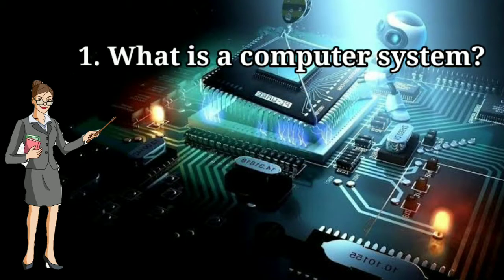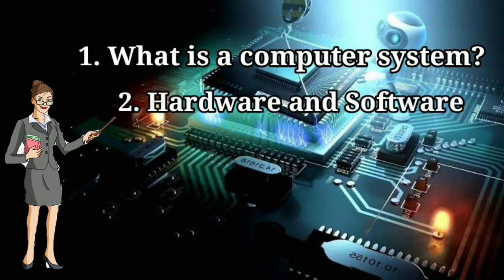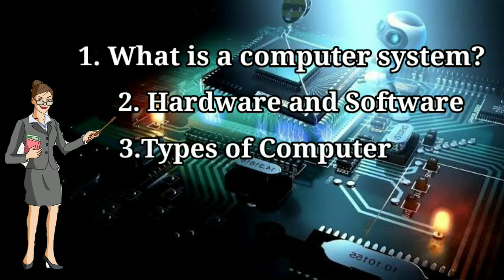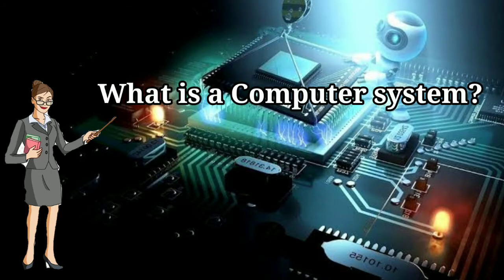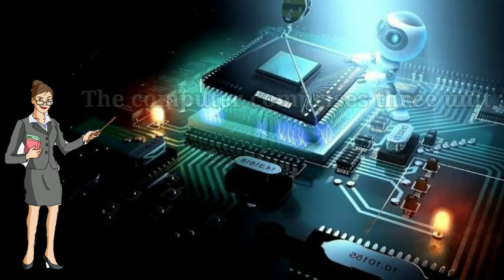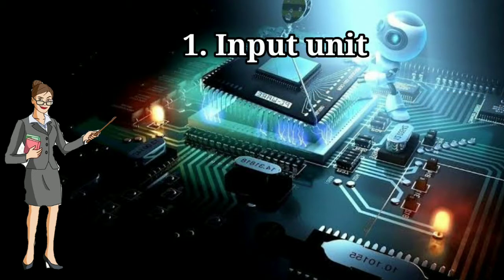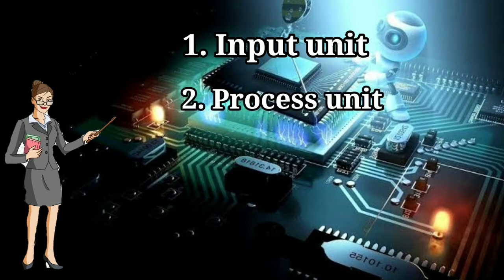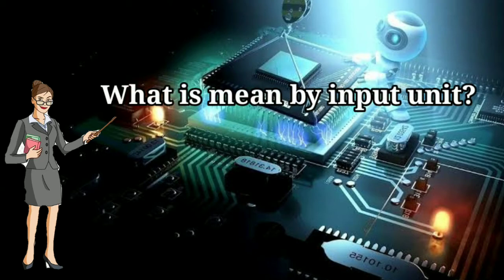Last lecture, you learned what a computer system is, hardware and software, types of computer and their explanation. Okay, students? So, let me continue our first lesson. What is a computer system? The computer system comprises three units. First, input unit. Second, process unit. Third, output unit.